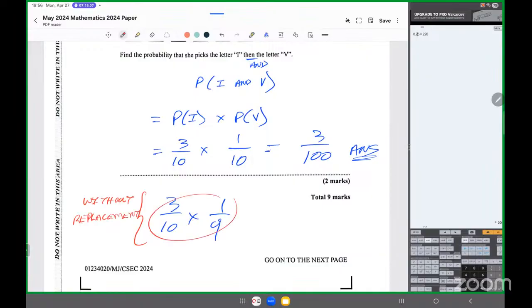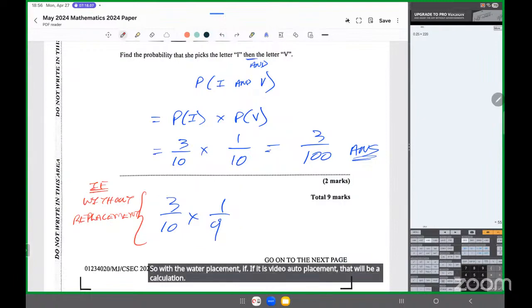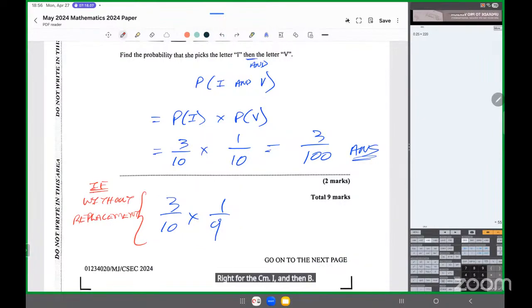This should be the answer. So if it is without replacement, that will be a calculation, right? For the same I and then V. Right? Good. All right.